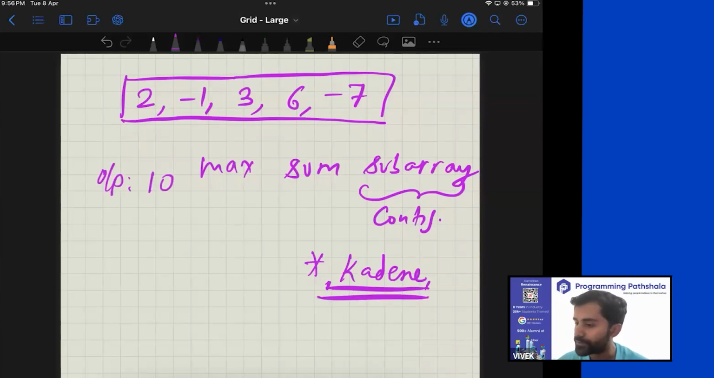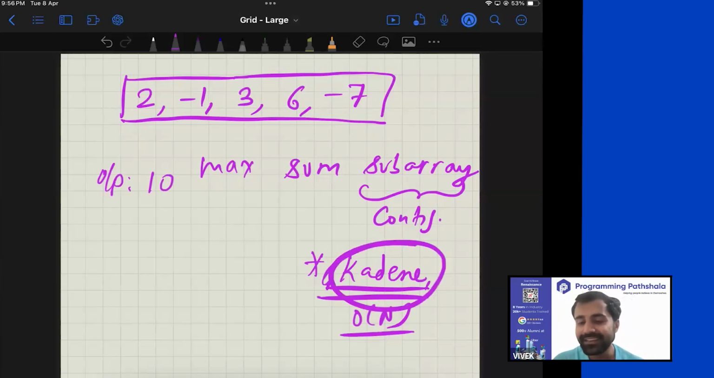Kadane's is an algorithm which solves this problem in order n time. People learn about Kadane's after learning divide and conquer. Most people are not able to come up with Kadane's algorithm on their own. We will not even touch this algorithm because we have learned divide and conquer. So we will try to apply that if at all, right?